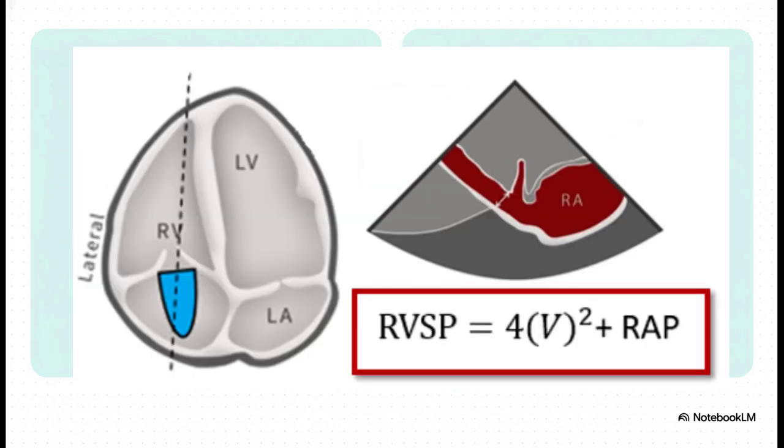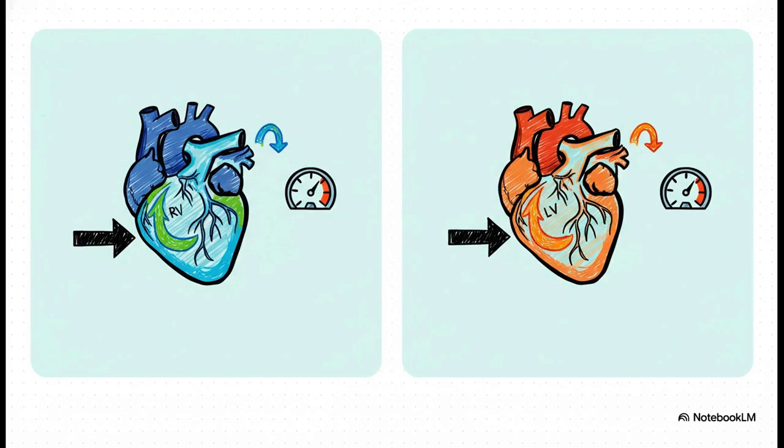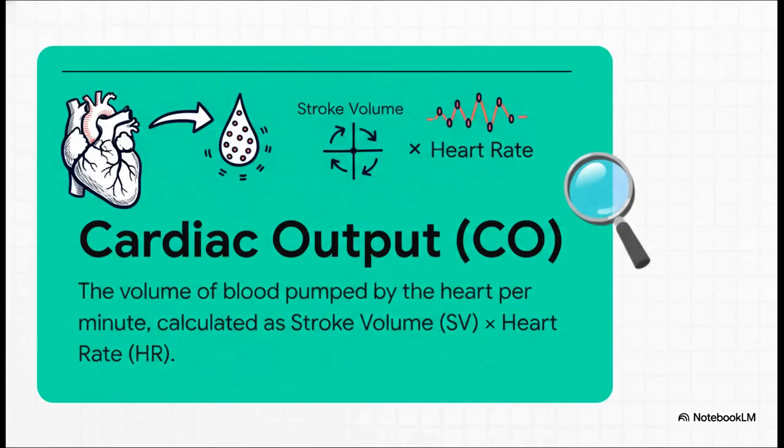So, you find some tricuspid regurgitation, you measure how fast that jet is moving, and you can calculate the right ventricular end systolic pressure. Same idea for aortic regurgitation. The velocity at the very end of diastole can give you a great estimate of the left ventricular end diastolic pressure. And of course, one of the most powerful things TEE can do is measure cardiac output directly.